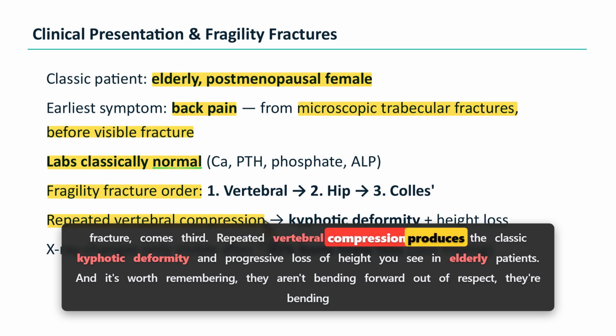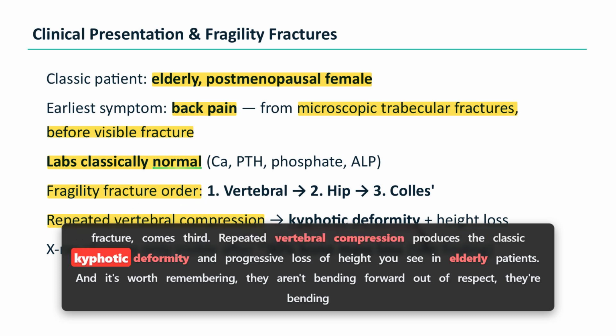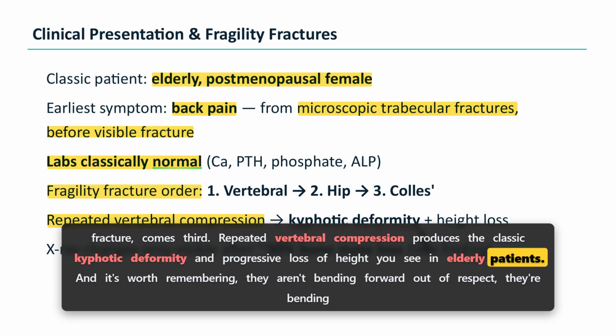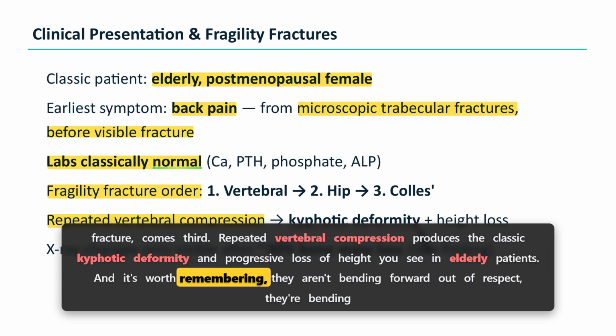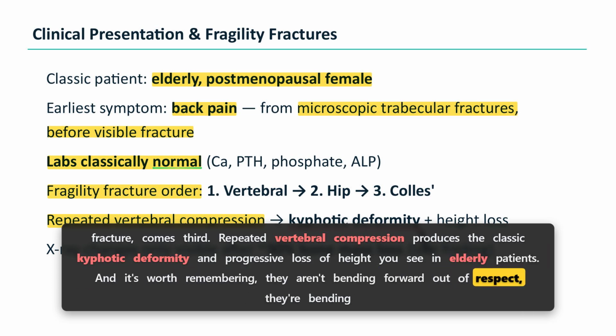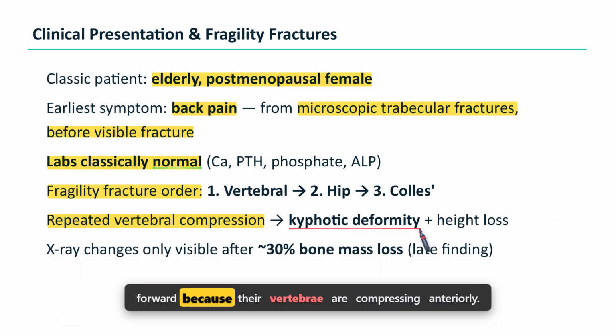Repeated vertebral compression produces the classic kyphotic deformity and progressive loss of height you see in elderly patients. And it's worth remembering, they aren't bending forward out of respect. They're bending forward because their vertebrae are compressing anteriorly.